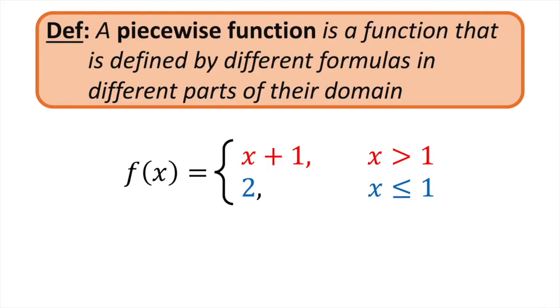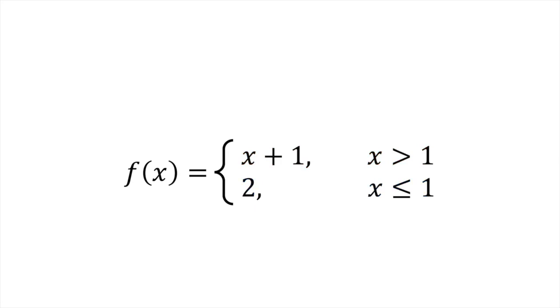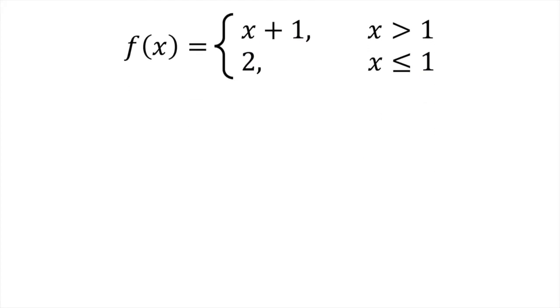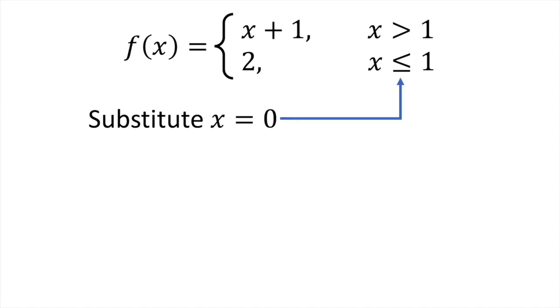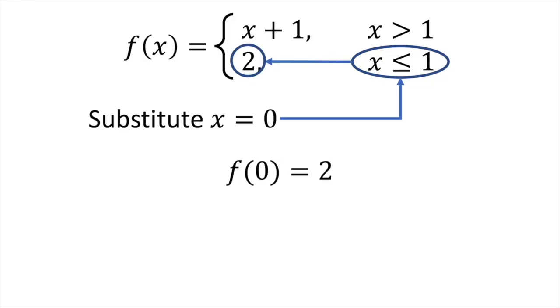So let's first get an idea of how this function works by plugging in some input values and seeing what pops out. Okay, so first, let's try x is equal to 0. Since piecewise functions have different formulas for different parts of the domain, we must be careful. 0 is indeed less than or equal to 1, so it falls under the x less than or equal to 1 category, and the formula tells us that we have 2. So f of 0 is 2.